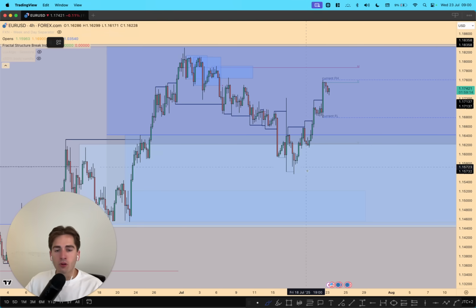Now, to look for the overall confirmation that we're actually ready to head up higher: fractal break, second fractal break, third fractal break. After that first fractal break, obviously that's a risky one. The second fractal break is confirmation. Again, here the imbalance is pushing the market up higher.